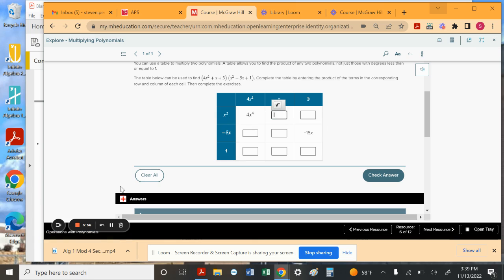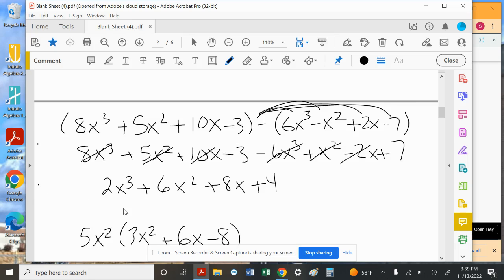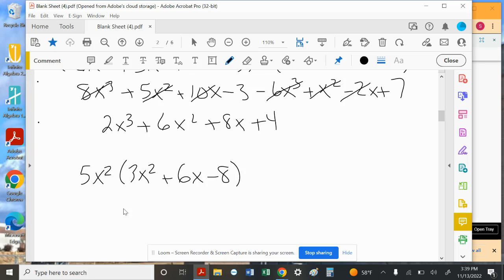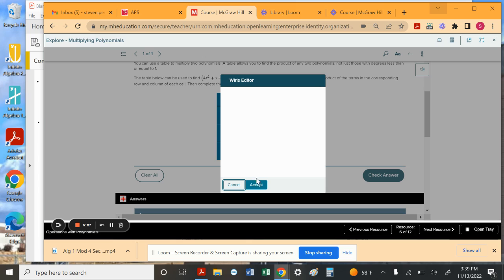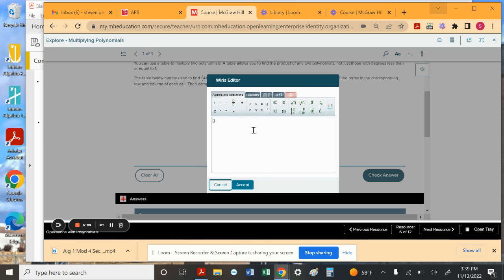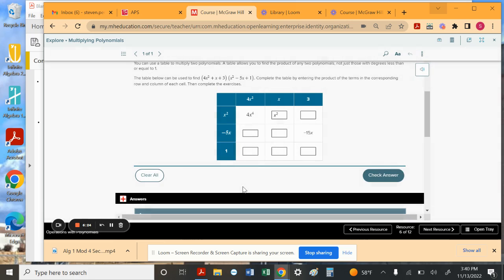Actually, I'm going to do it on a separate sheet of paper because it's just easier. I thought I created one, but anyway, we'll do it here. So this one should be x squared. Oh, that should be x cubed. We're going to change it.